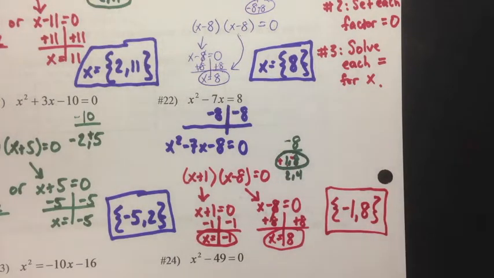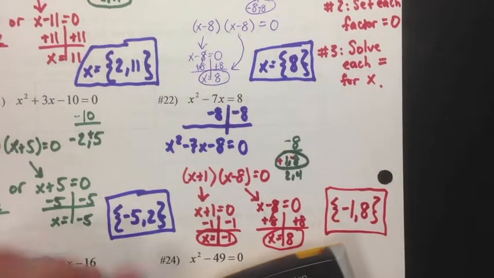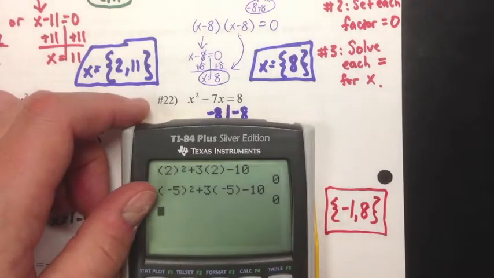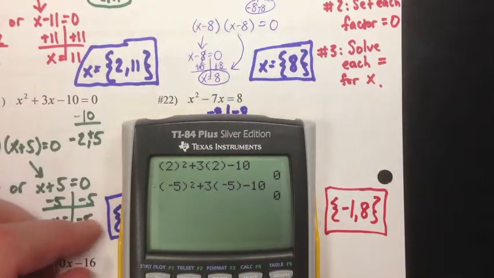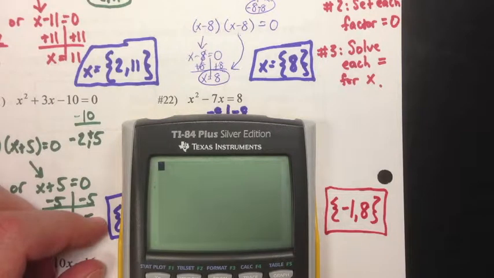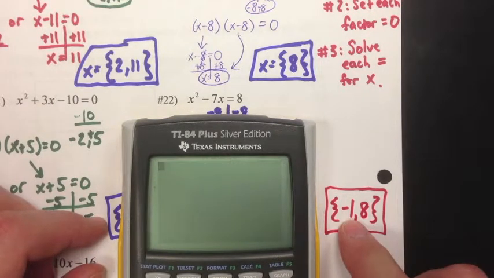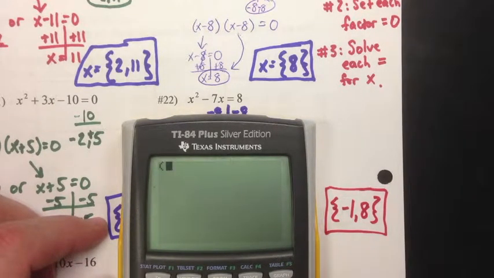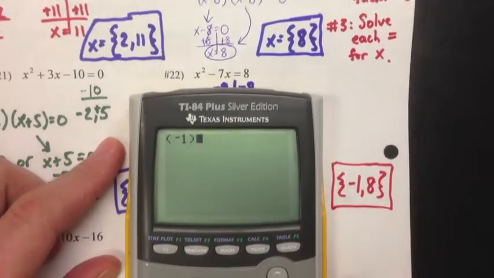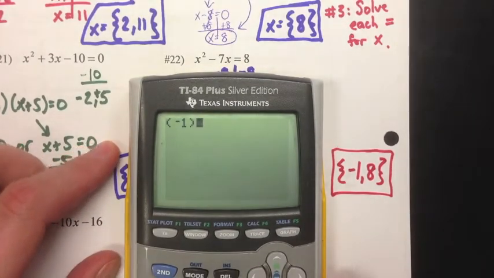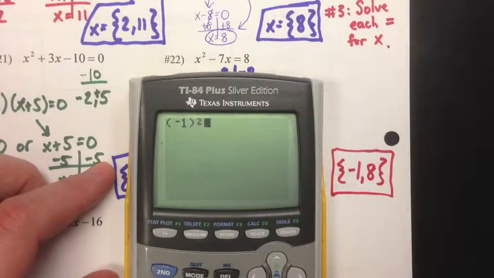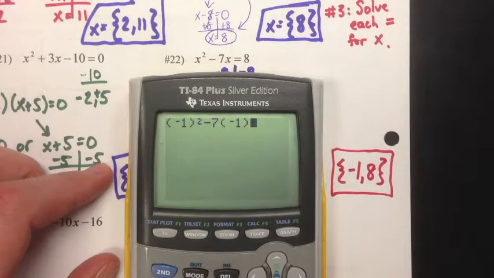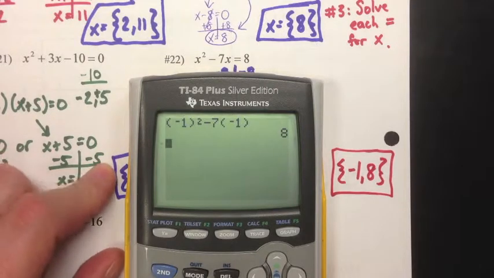And if I plug this back in, I can go ahead and test it. Now I'm going to test the original equation, x squared minus 7x minus 8. So the x, let's test negative 1 first. So parentheses negative 1. So negative 1 squared, and then minus 7 times negative 1. Now I'm going to hit enter. It should equal 8. And it does, so that's a correct answer.